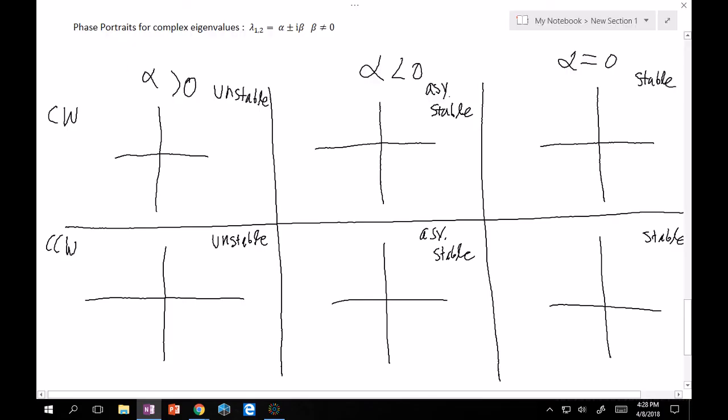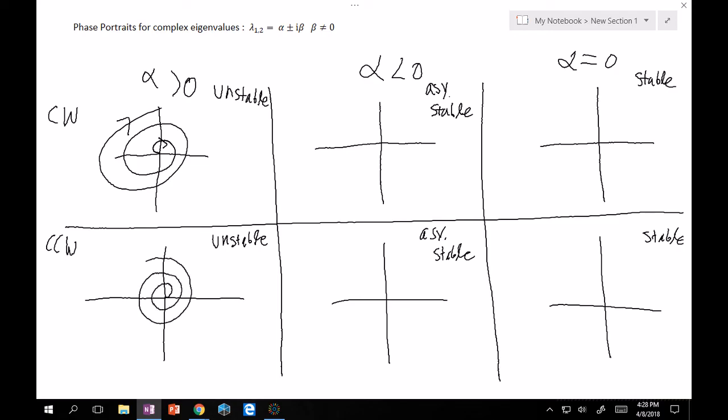So, clockwise unstable. That means it's going to spawn away from the origin. It's going to blow up from the origin. The origin is a source, right? And if we want it to be clockwise, it'll probably look something like this, right? Okay. What if it's unstable counterclockwise? Well, same kind of deal. Just kind of looks like that.